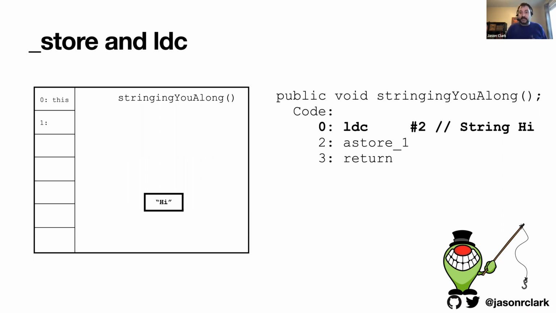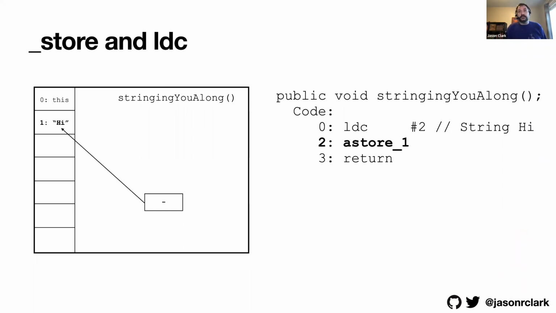But LDC will take and load a constant from the constant pool and put that onto our evaluation stack. So we can see here, LDC2 has resulted in the object hi, the string that represents that, sitting on our evaluation stack. All right, our next instruction is a store 1.